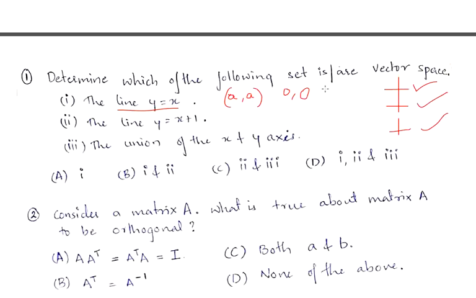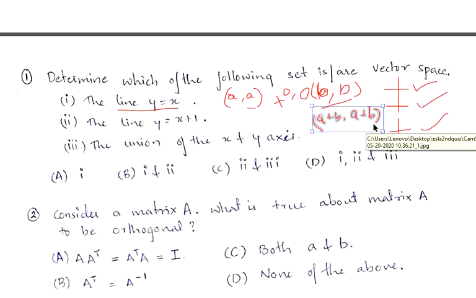Coming to addition, I will take two xy values, b comma b, and I will try to add this a comma a and b comma b. So what you will get is a plus b comma a plus b again, right? So the x component is equal to a plus b, and the y component is also equal to a plus b. So addition also holds good, right?